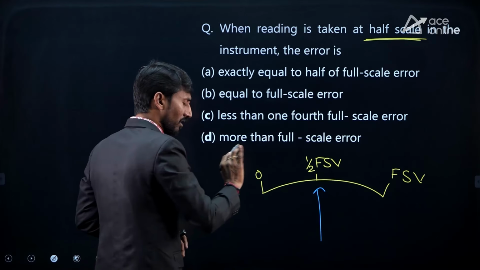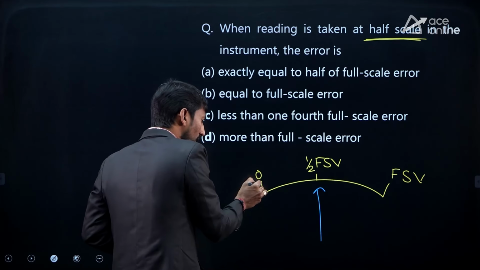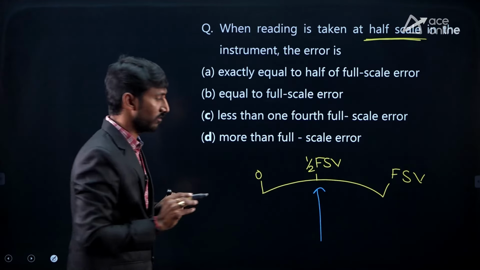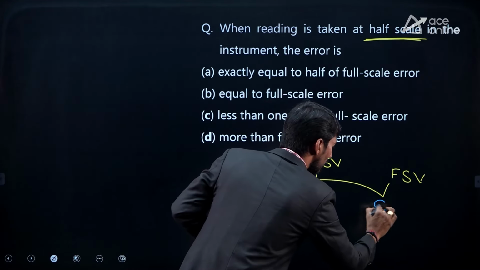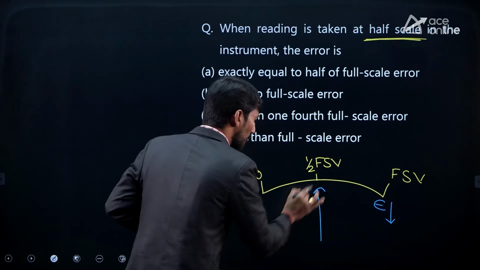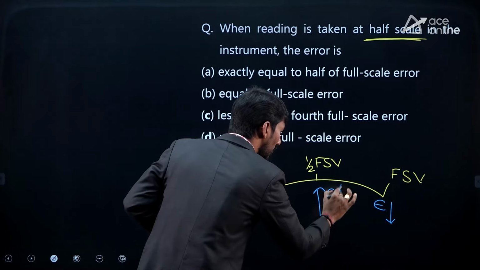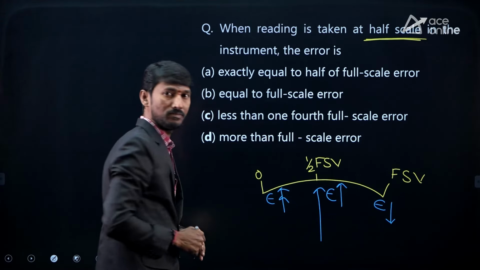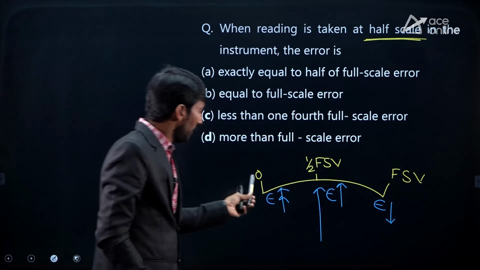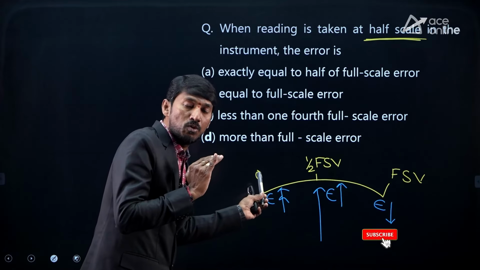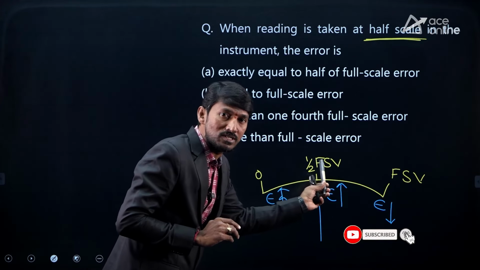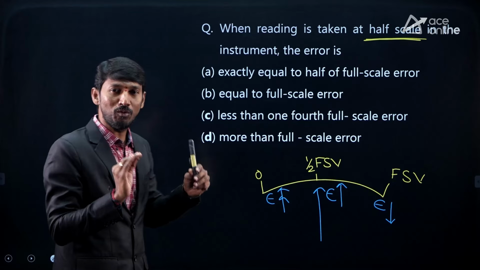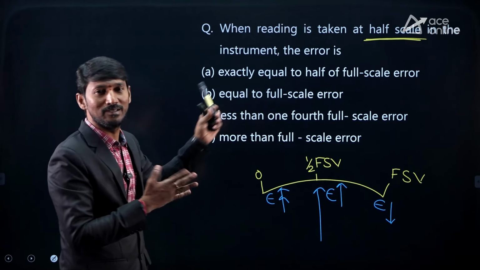Sir, we know one principle. If you are going towards the full scale value, error will be less. So here, error is less. Here, error will be more. Towards this side, error will be further more. That's the idea we know already. Towards 0, error is more. If you are moving towards the full scale value, error keeps on getting reduced. If you are able to recollect this concept, you can answer this very easily.